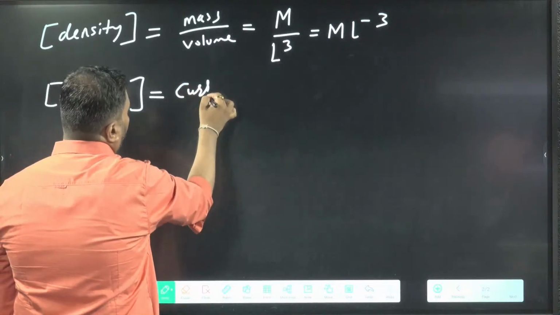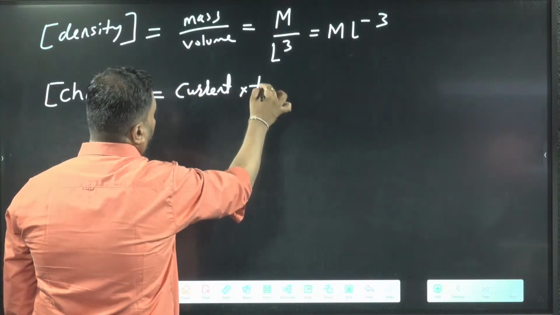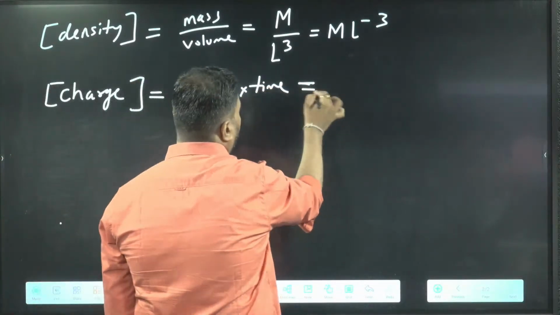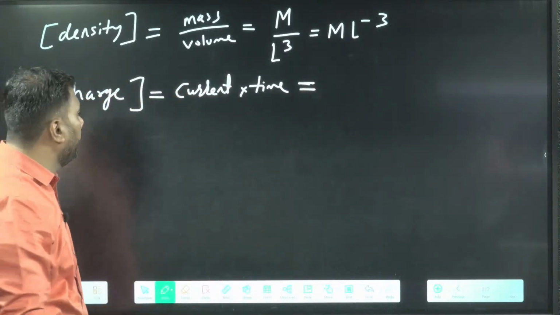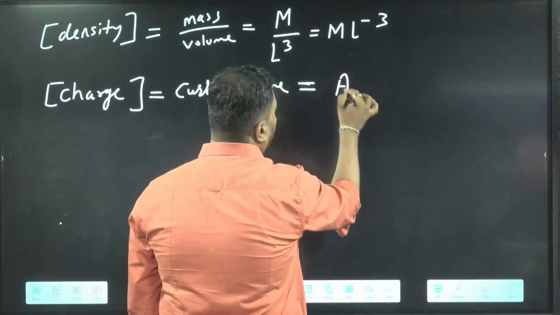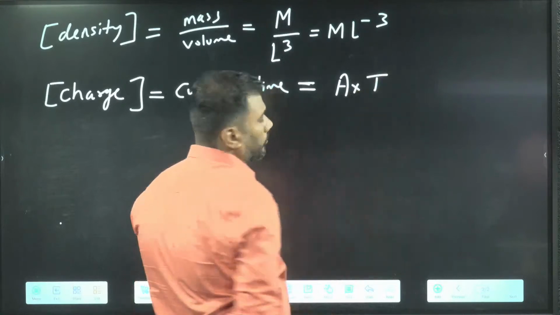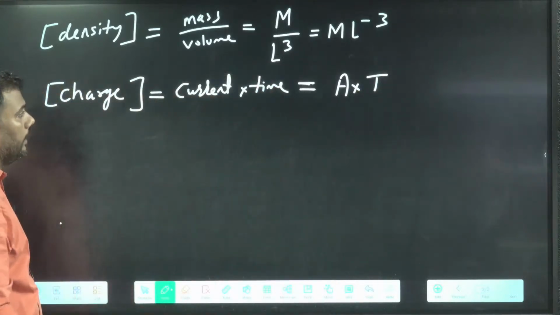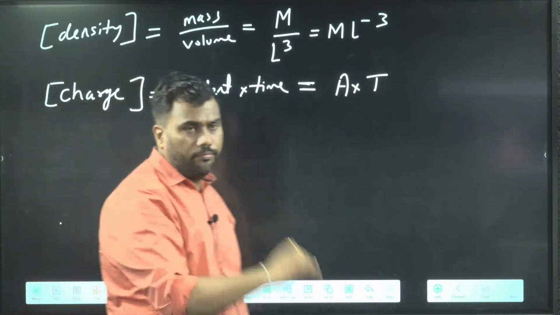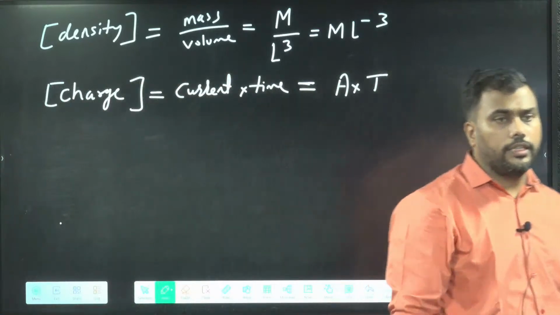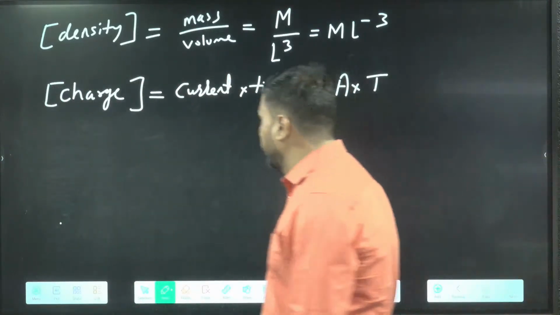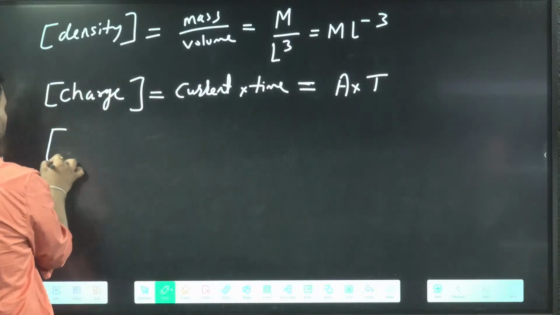Okay. Dimensions of electric charge. Charge is current into time. Dimensions of current is A. Dimensions of time is T. So AT. Dimensions of charge is AT. Very good. Now, dimensions of universal constant of gravitation.